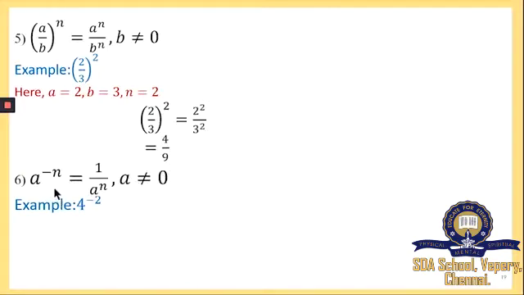So the next law is a power minus n equals 1 by a power n. So here the given example is 4 power minus 2. So in the place of a we have 4 and in the place of n we have 2. So a value is 4 and n value is 2. Now applying this law we will get 1 by a power n, right? So 1 by a power n is 4 power 2. So that is what we have written here. 4 power 2 is 16. So 1 by 16.